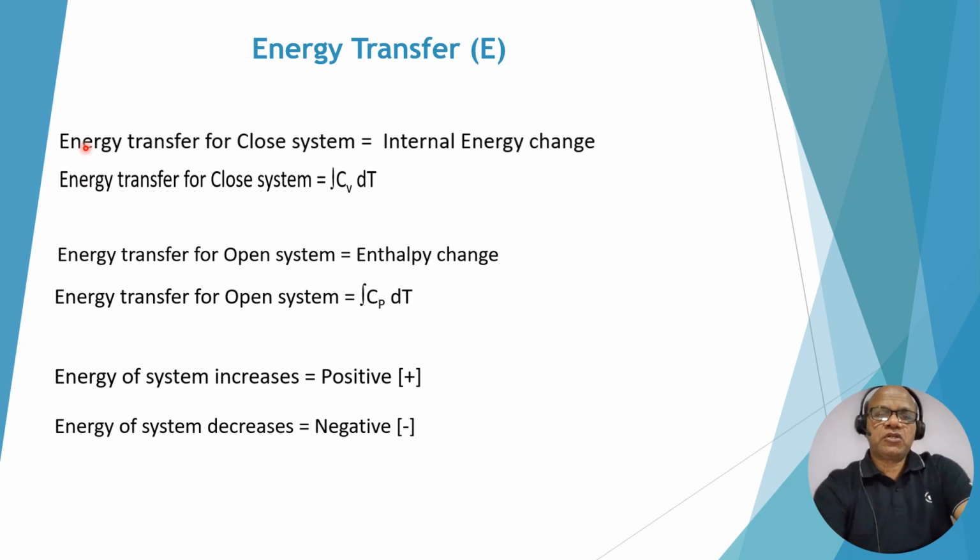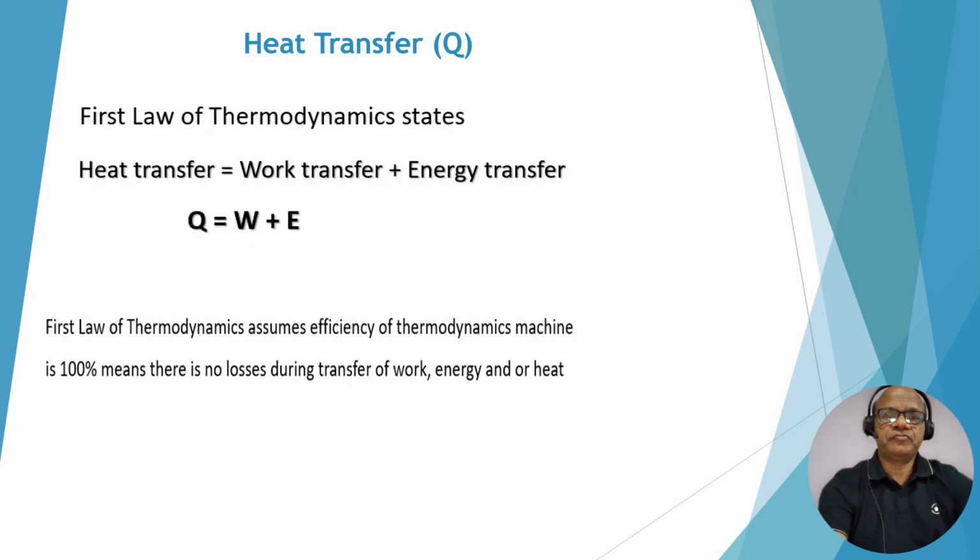Energy transfer for the closed system is equal to the internal energy change, which is written as integration of Cv dT. Energy transfer for the open system is equal to the enthalpy change, so it is integration of Cp dT. If the energy of the system increases, it is positive; if it decreases, it is considered negative.